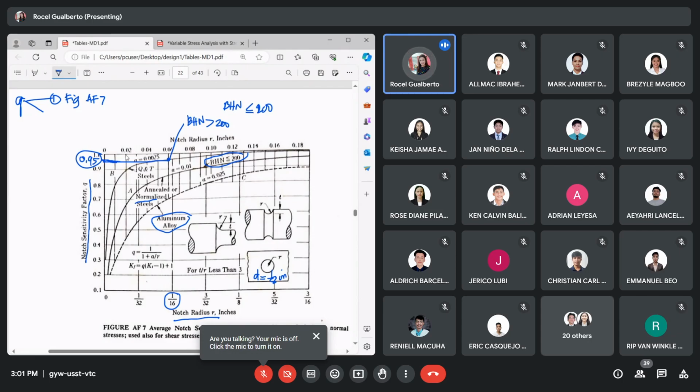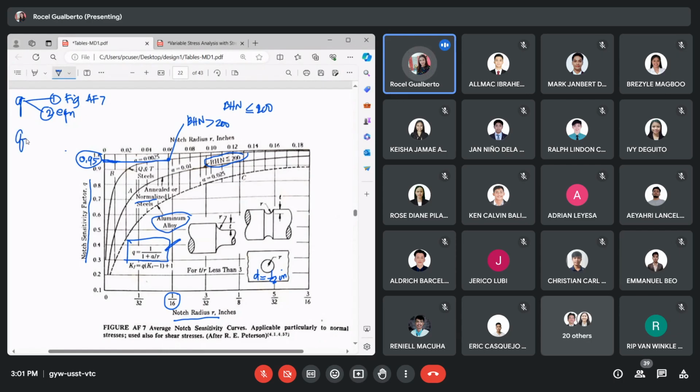The other one is using an equation. We have an equation to use, and I suggest that you make use of this rather than the first. In figure AF7, there is an equation around this part. Look, here. This is the equation of q. Let's just use that.